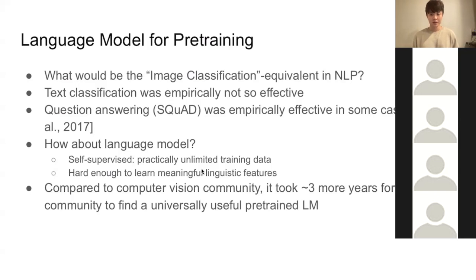And word embeddings had clear limitations, which is that they can only embed words, and words' meanings change a lot depending on their context. So NLP people were thinking, okay, this is not as good as image classification in vision. So what would be the image classification equivalent in NLP? Can it be simple text classification, like the sentiment treebank that you have tried in your assignments? And the answer was no, actually it didn't work well.